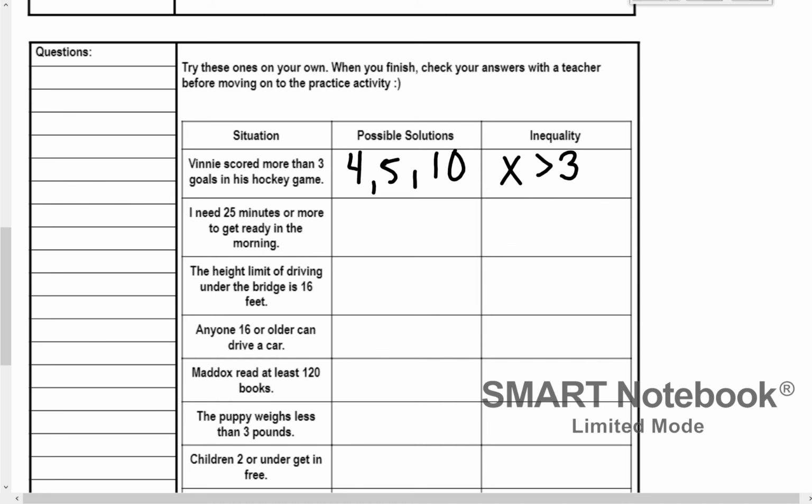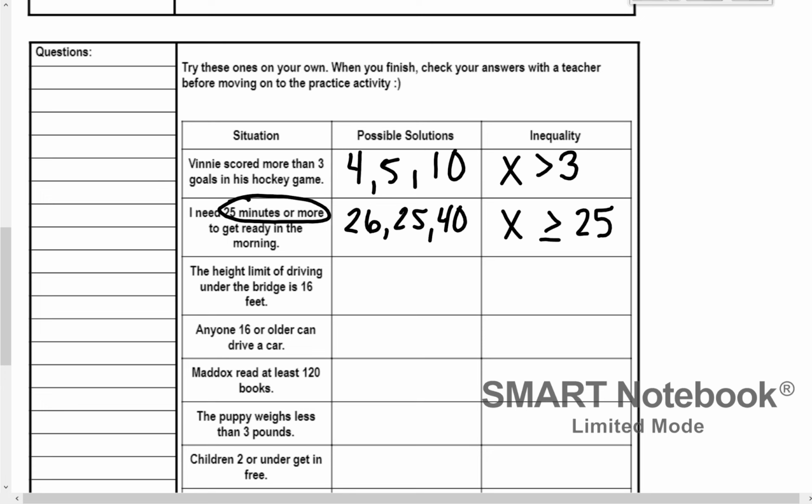I need 25 minutes or more to get ready in the morning. Okay, so 25 minutes or more. So I could take 26 minutes. I could take 25 minutes. I could take 40 minutes. Okay, 25 or more. So we'll use x for the amount of time we need to get ready. And that is 25 minutes or more. So greater than or equal to 25 would be our inequality. The height limit of driving under the bridge is 16 feet.